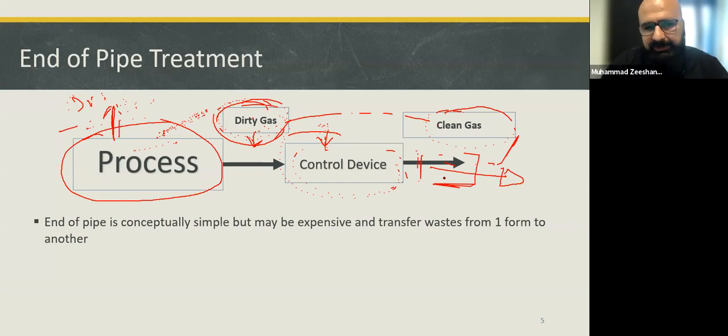And the limitation of end of pipe treatment is that it converts waste from one form to another form, right? It converts one form of the pollutant into another form. It doesn't eliminate the pollutant in most of the cases. Rather, it converts the pollutant in a less harmful way, and that's the objective of adopting end of pipe treatment.